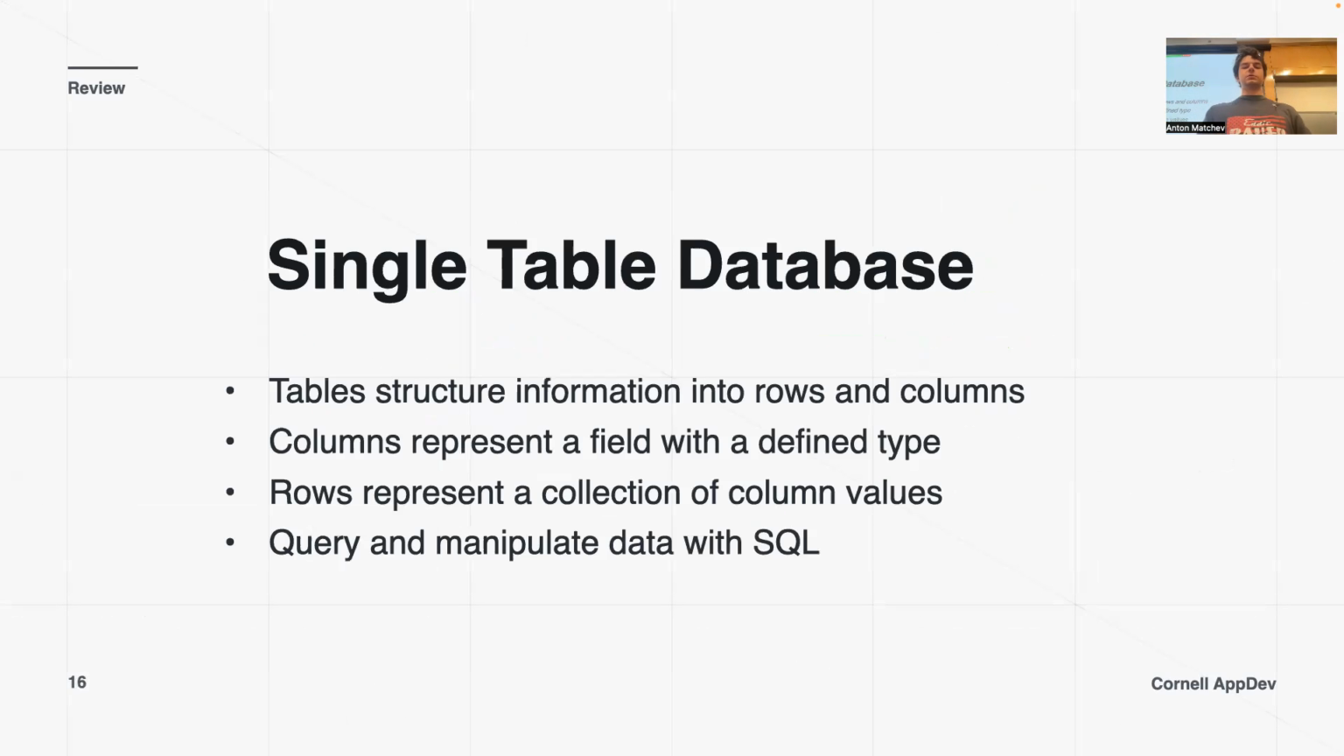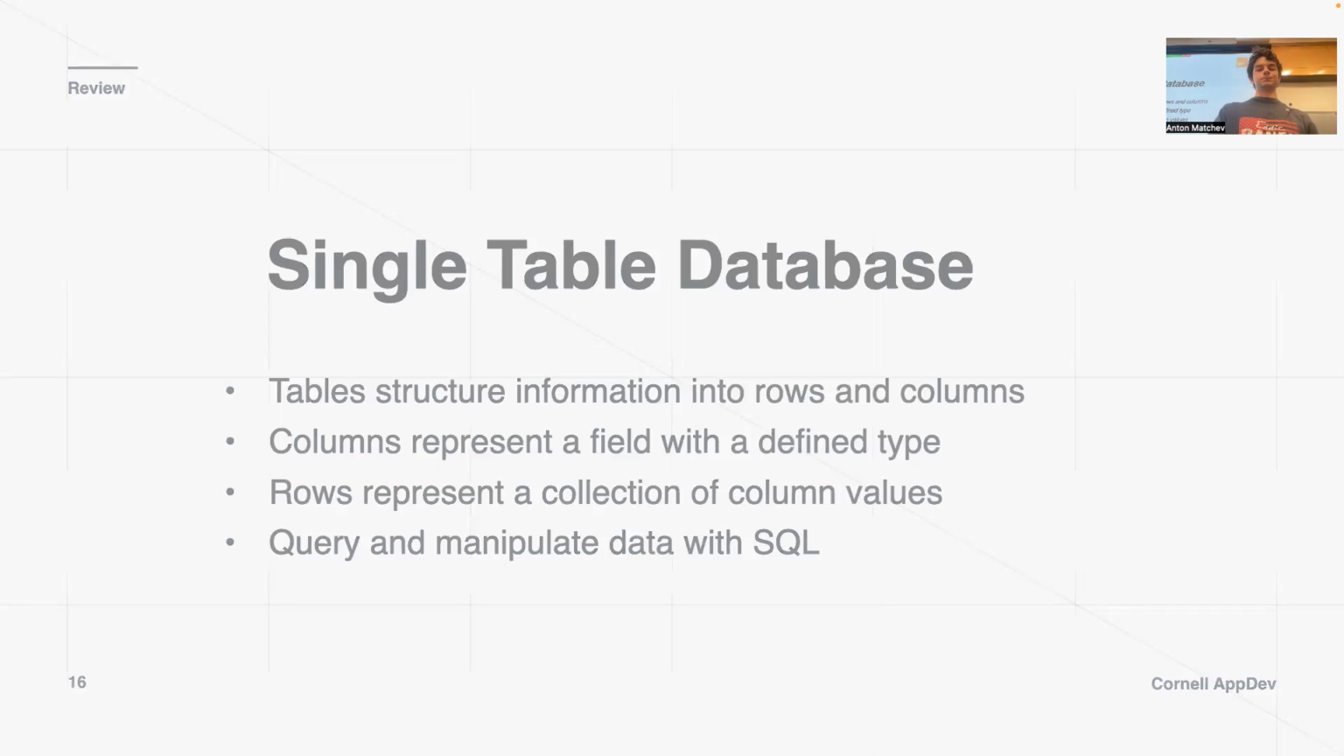So now we're going to go over a single table database. Tables structure information into rows and columns. The columns represent a field with a defined type, whether it be the ID or favorite flavor or favorite food, whatever kind of field that we want to know from our entries. And then the rows represent a collection of column values. So it could be an entry for me, entry for Caduce, entry for Matt, whatever it may be. And we query and manipulate data with SQL. So again, we learned the keywords select, insert, update, and delete.